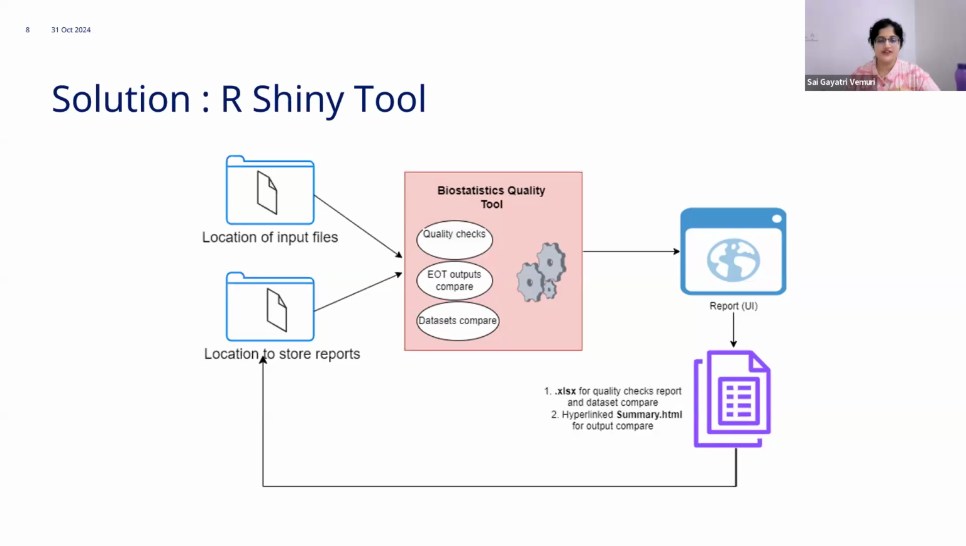We start with the location of the input files, which is within the company's file system. The app takes in the input files depending on the particular quality checks that are to be performed, and performs three sets of checks: quality checks, comparison of the outputs that can be included in the end of text, as well as comparison of two sets of data sets. These are displayed to the user in the user interface, and should the user choose to download them, it is possible to download an Excel file or an HTML file with hyperlinks in it back into the file system for maintaining of audit trails and for tracking of work.